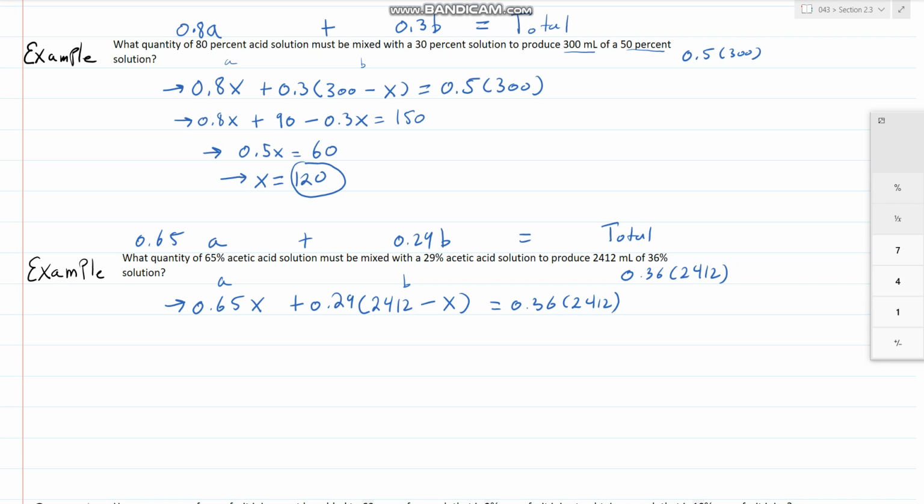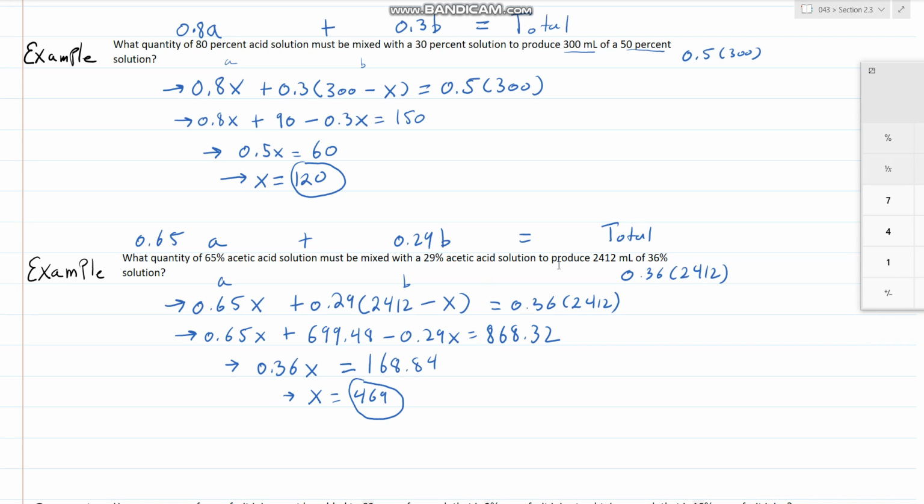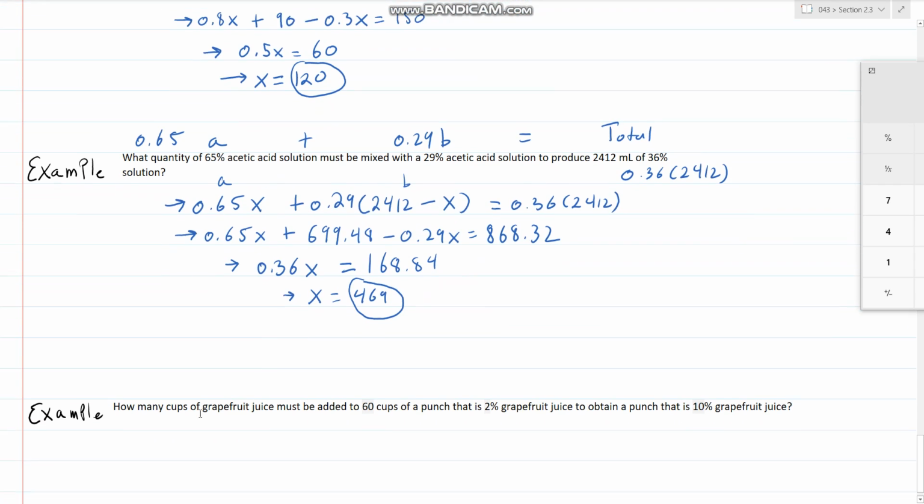Okay, I have filled out the algebraic steps, and I found 469 is what x has to equal. So that is how much of the 65% acidic solution must be mixed with the 29% solution to equal 2,412 milliliters of the 36% solution. Okay, but it's really all about, can you set up that equation? And that is certainly the hardest part.